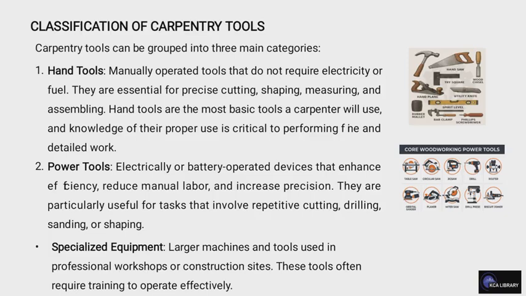For hand tools, these are manually operated tools that do not require electricity or fuel, and they are essential for precise cutting, shaping, measuring, and also assembling. Hand tools are the most basic tools a carpenter will use, and knowledge of their proper use is critical to performing fine and detailed work. This includes the hammer, handsaw, chisel, screwdriver, and the clamp, and the likes. These are the hand tools that a carpenter uses.